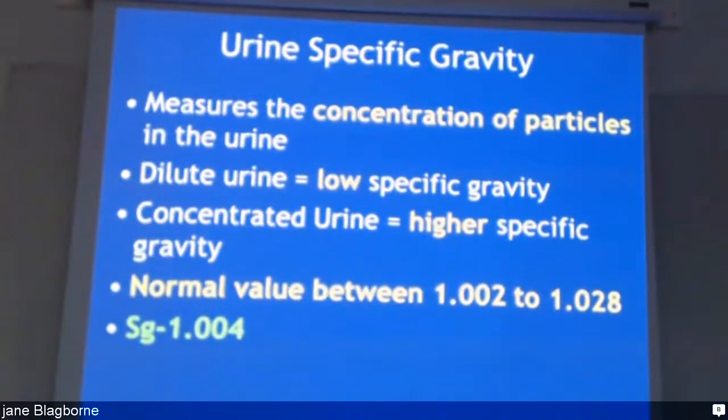Urine specific gravity just measures the concentration of particles. So how many particles are in the urine? A dilute urine, someone who's been drinking lots of fluid, will have a low specific gravity. And somebody who is dehydrated, possibly an elder person who hasn't been drinking anything during the day, will have a very high concentration, a high specific gravity. And that's how we use it in our nursing, to tell whether people are dehydrated or not. So down here again, specific gravity 1.004 is your average. And it's in green.